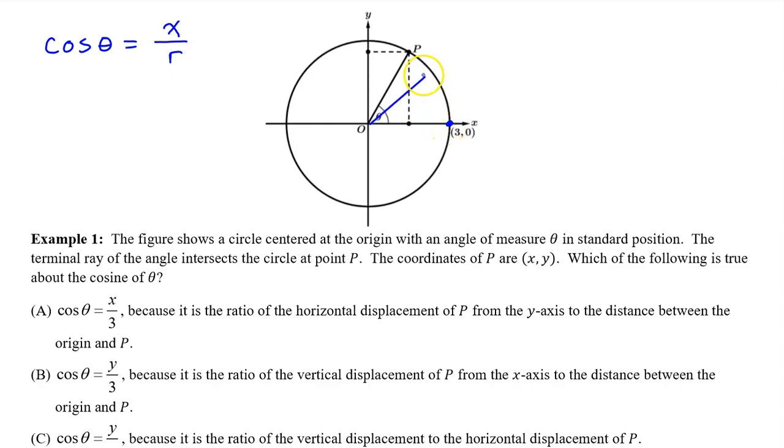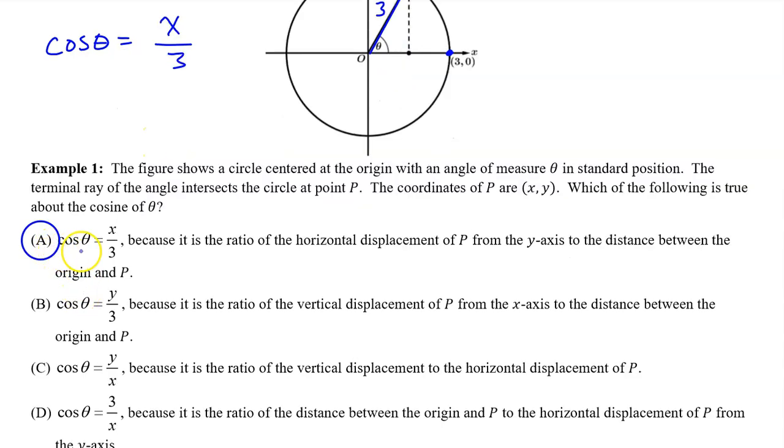That means if we were to move this to this position, this is still the radius of the circle. So this distance is 3. That is the value of r. Therefore, the cosine of theta is equal to x over 3. So the answer is A. The cosine of theta is equal to x over 3 because it is the ratio of the horizontal displacement of P from the y-axis to the distance between the origin and P.